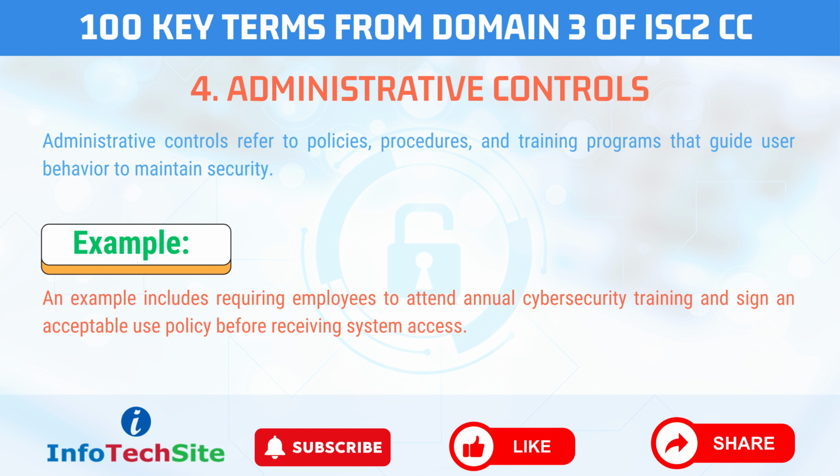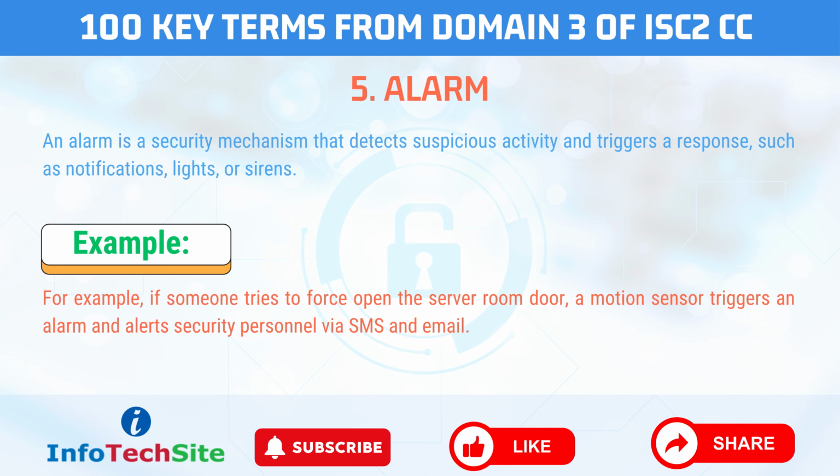4. Administrative controls. Administrative controls refer to policies, procedures, and training programs that guide user behavior to maintain security. An example includes requiring employees to attend annual cybersecurity training and sign an acceptable use policy before receiving system access.